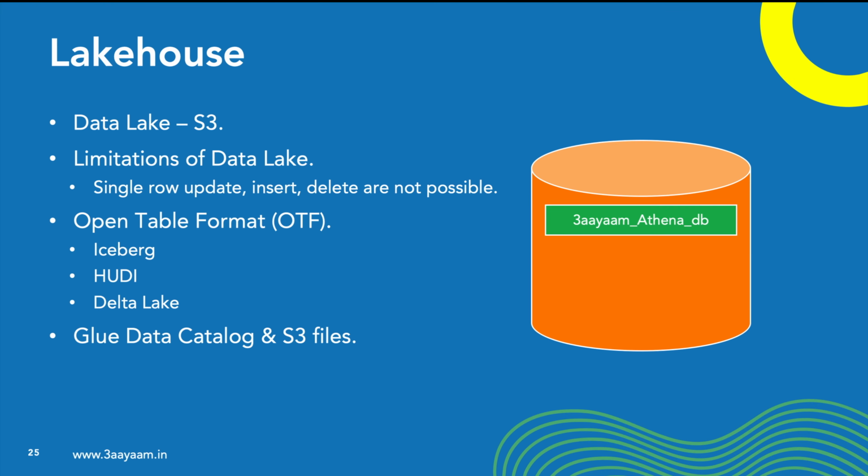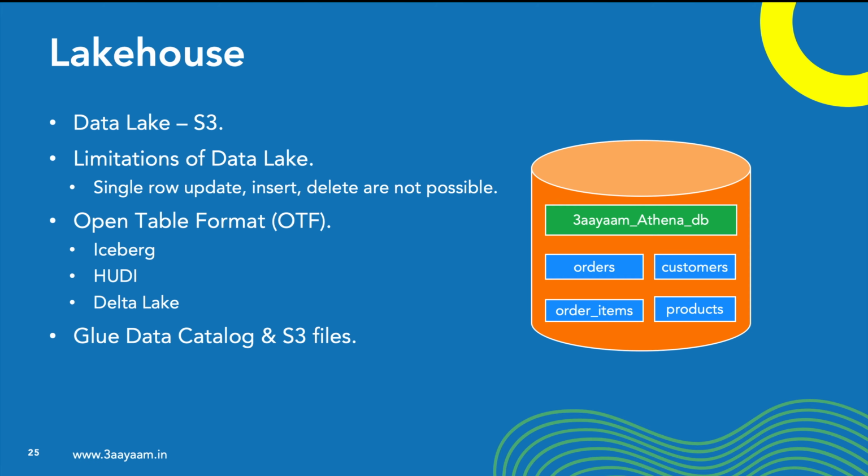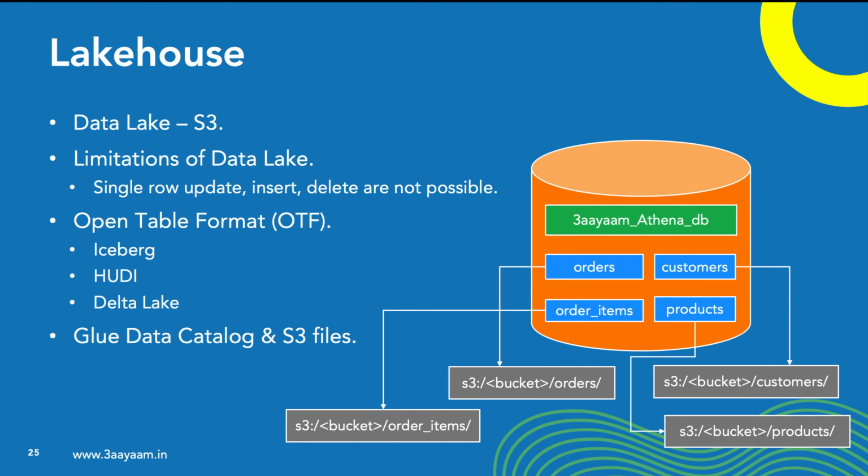So this is, let's say, our data catalog, and we had created this 3IAM Athena DB, and these were the tables that we created, like orders, customers, order items and products, and all these tables are pointing to some S3 buckets and folders, and this is basically the metadata. So far I have not shown you any update, insert or delete process happening on these tables. And also you can't do it, because all these files are stored in Parquet format or ORC format or CSV format or some other format. Using those formats, we cannot implement lakehouse architecture.